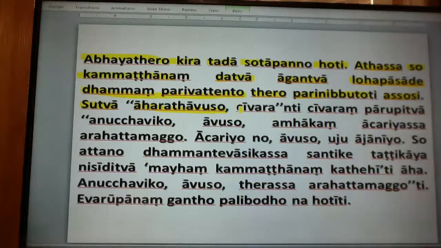Chivaran Parupitwa. So the Chivaran is the robe. So bring the robe, and Chivaran Parupitwa means putting the robe on properly. Parupitwa means putting properly. And a new child we go means it is suitable. It is suitable.